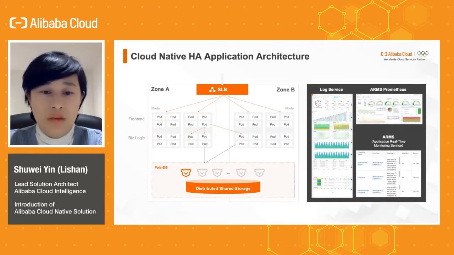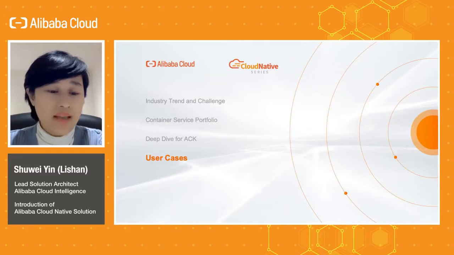This is an example for cloud-native HA application architecture. The Kubernetes cluster deployed in multi-zone using PolarDB as database, leverage log service, ARMS Prometheus, and ARMS to observe application and Kubernetes cluster. Next, I will show you some use cases.